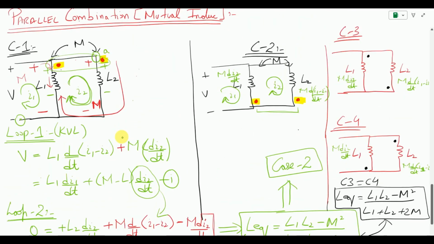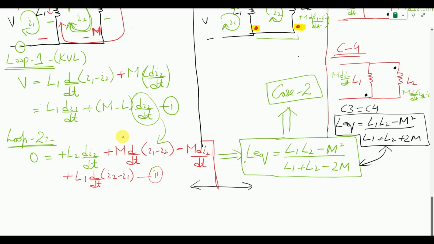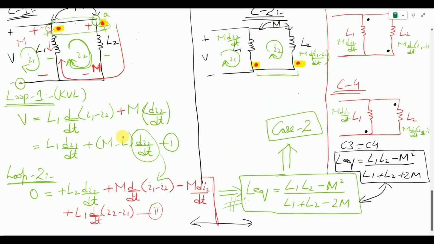Same goes with parallel combination. If you have side by side dot conventions, the answer will be the same, where the equation will be (L1 L2 minus M square) divided by (L1 plus L2 minus 2M), shown over here. And if you change the conventions from side by side into diagonal as shown over here, so let me highlight it over here. So in case number 3 and 4, the dot conventions are now diagonal to each other, so the equation will be the same. The only thing is the negative sign will be changed with the positive one. So that concludes today's lecture.